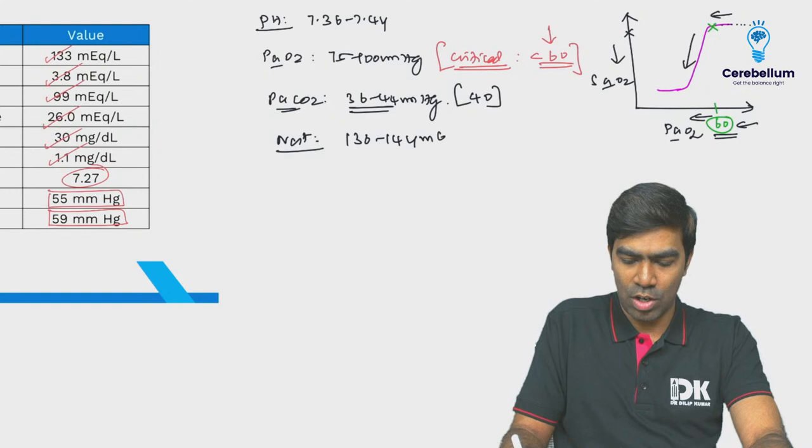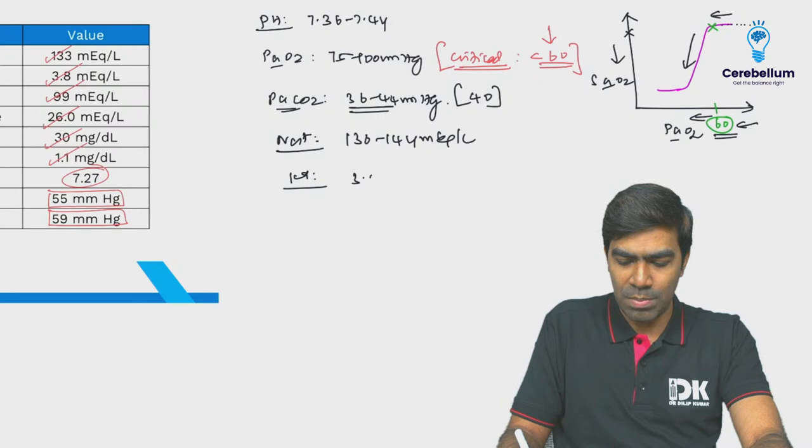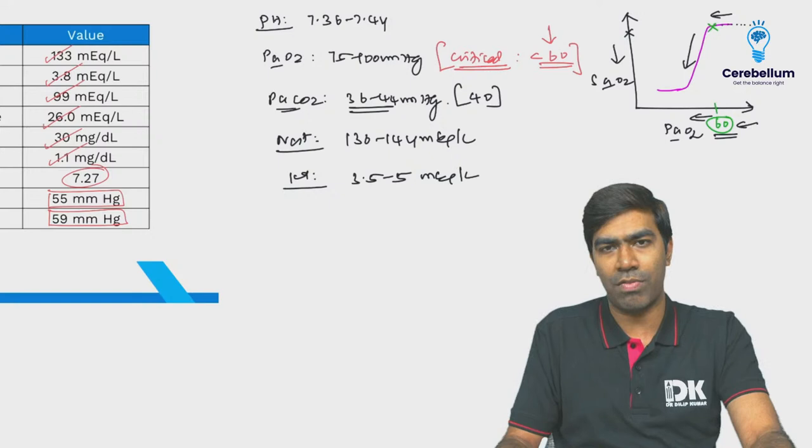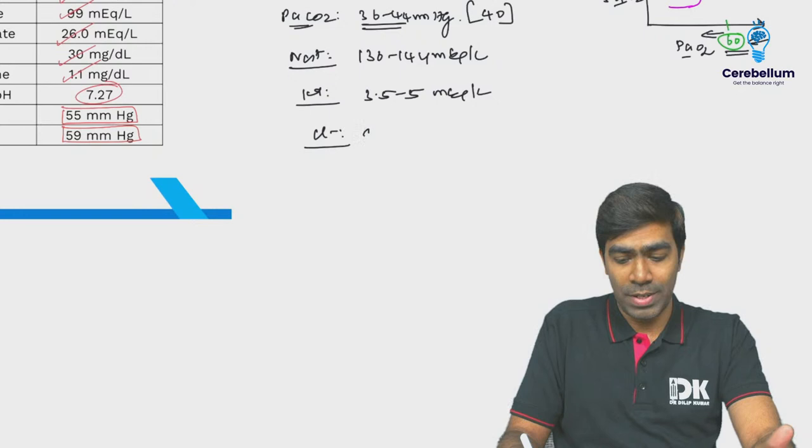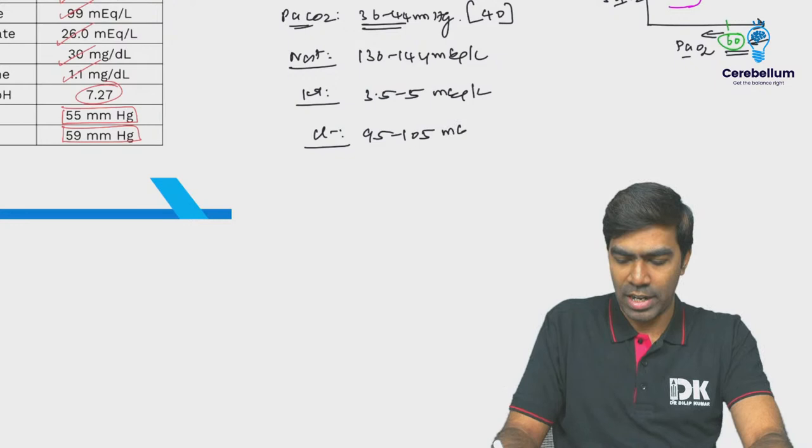What is the normal potassium? It is going to be 3.5 to 5. If you write 5.5 also it is fine, but in general, in practice, we keep a value of 5 as the upper cutoff. So 3.5 to 5 milliequivalents per liter. What is the normal chloride? It's going to be 95 to 105. Some textbooks say 96 to 104. It doesn't matter. 95 to 105 milliequivalents per liter.